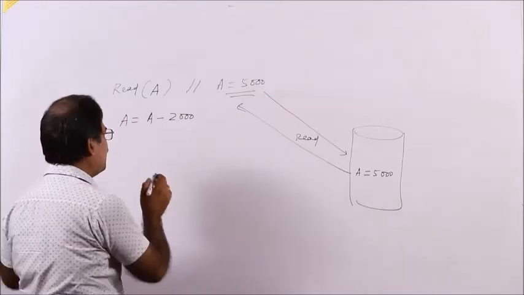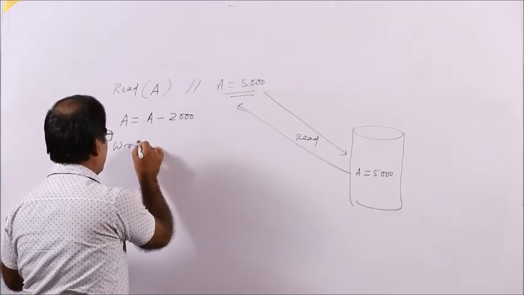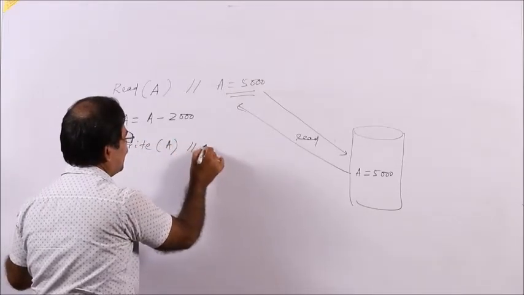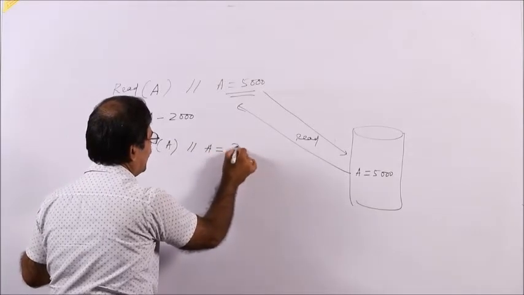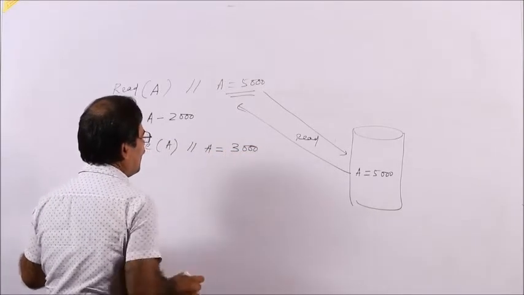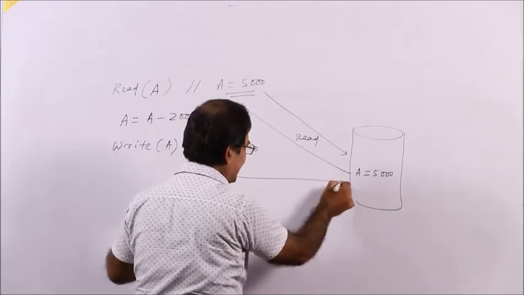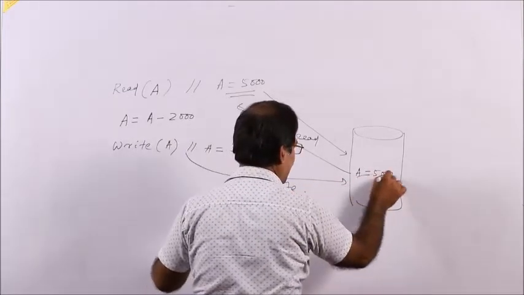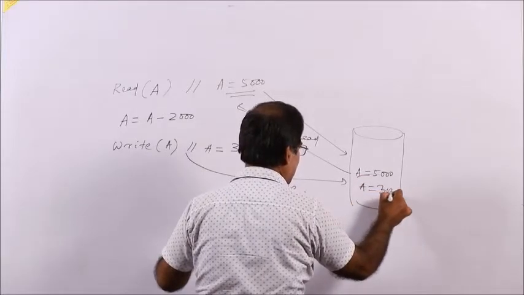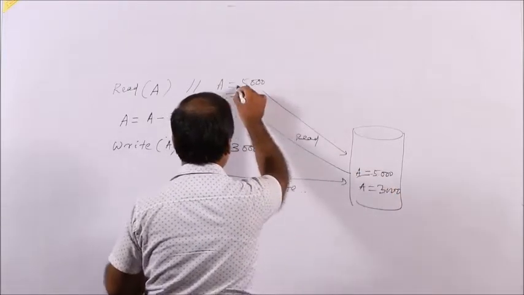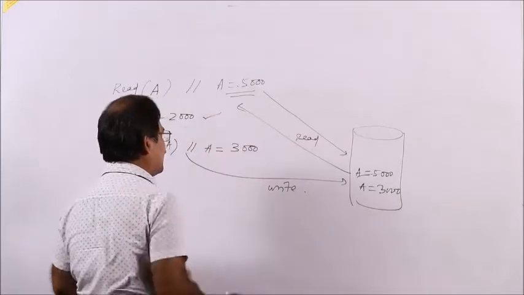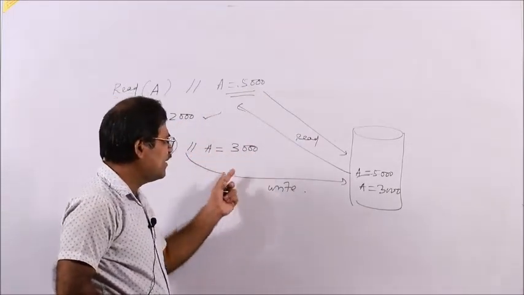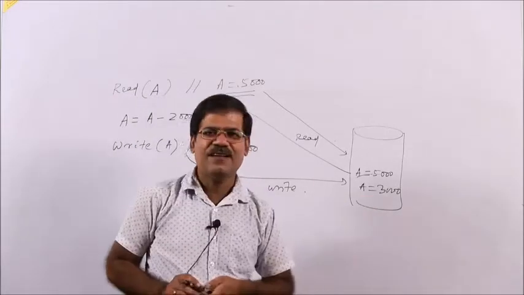What is the update value? The update value is what you write in the database. So A is now 3000. That 3000 is written in the database. Initially it is 5000, then you withdraw 2000, so after withdrawing 2000, the update value is now 3000. So 3000 is written in the database.